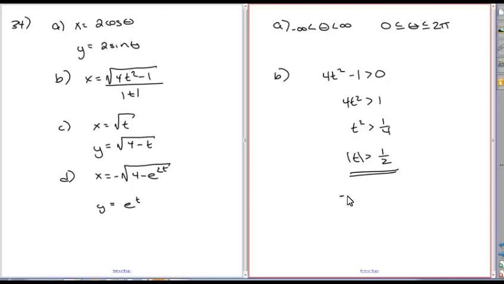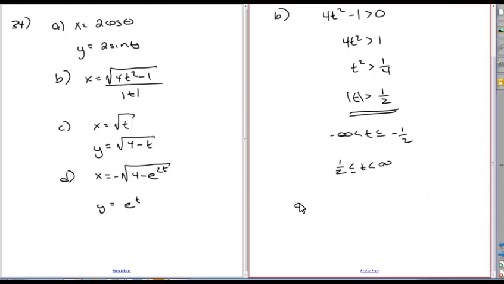Another way of rewriting it is that t can go from -infinity to -1/2, or it can go from positive 1/2 to positive infinity. Okay, so that's b. Let's go to c.